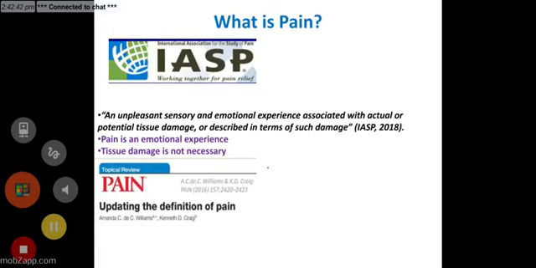Now, as per the International Association for the Study of Pain, pain is an unpleasant sensory and emotional experience associated with actual or potential tissue damage or described in terms of such damage. Pain is an emotional experience; tissue damage is not necessary. What does that mean? That means you don't need an injury or inflammation or anything which can show damage of tissues, but rather it is an emotional experience. That is how they talk about the pain definition.